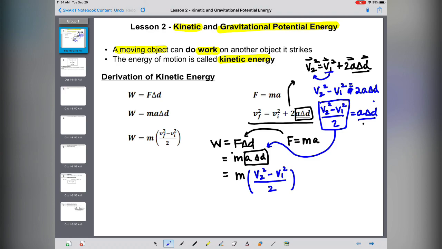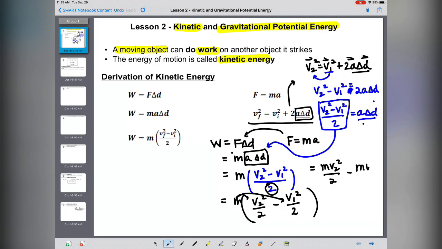So let's just clean it up. We're going to be separating out the 2. The 2 is in the denominator, so I could write it like this. All I did is I took the 2 and I put it underneath each of them. And I can also multiply the mass into both of the terms. So mv2 squared over 2 minus mv1 squared over 2.